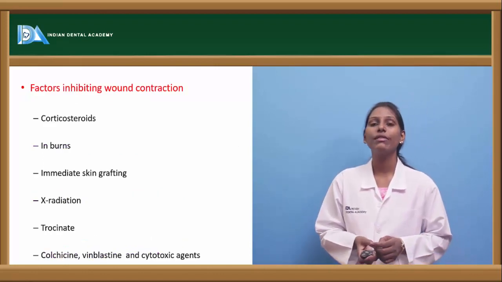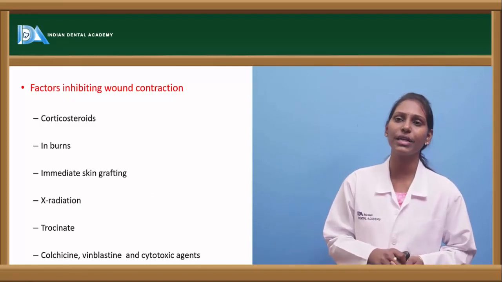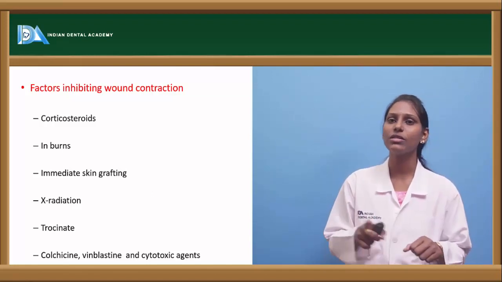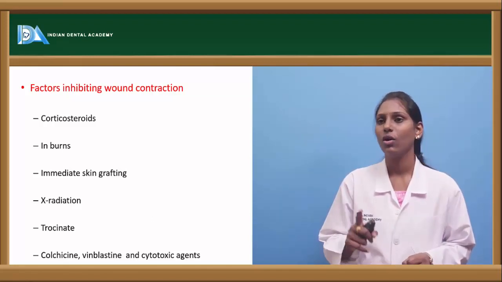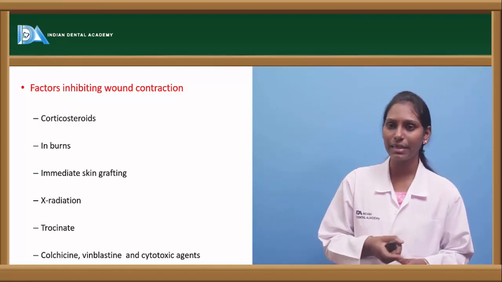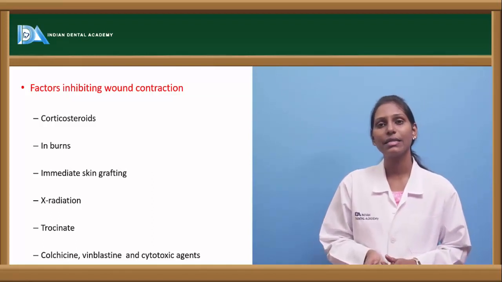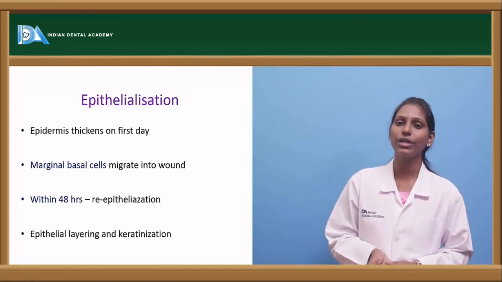Now, what are the various factors that inhibit wound contraction? One is corticosteroids. Corticosteroids delay wound healing. Next, burns. In case of burns, there will also be delayed wound healing. X-radiation, trospium, immediate skin grafting, colchicine, vinblastine and other cytotoxic agents will also inhibit wound contraction.